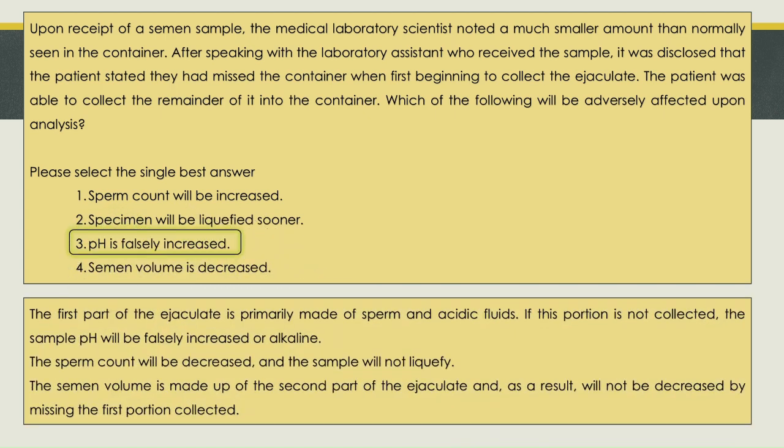The correct answer. The first part of the ejaculate is primarily made of sperm and acidic fluids. If this portion is not collected, the sample pH will be falsely increased or alkaline. The sperm count will be decreased, and the sample will not liquefy. The semen volume is made up of the second part of the ejaculate and, as a result, will not be decreased by missing the first portion collected.